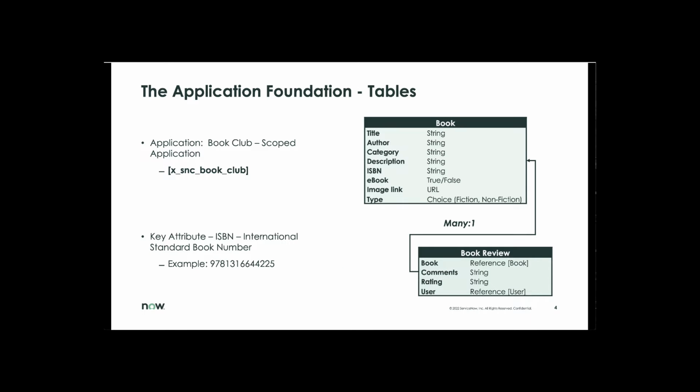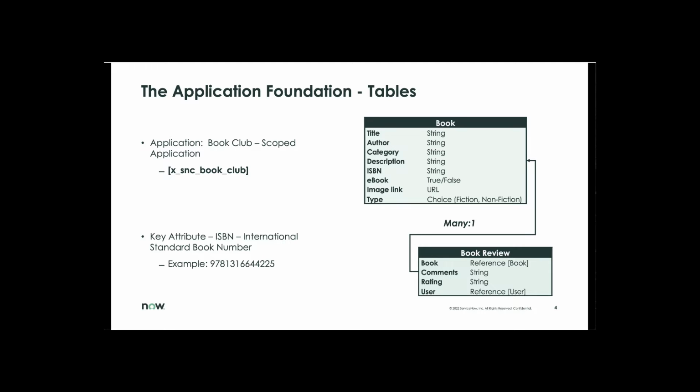Now, for this particular application, it's pretty simple. The name of the application will be Book Club, and we've basically got two key tables. We've got the book table with things like the title, author, category, description, and so on. And we've got the book review table, which will reference the book table, so it's a one-to-many relationship. It will enable the reviewer to add comments, rate the book, and we will also capture in the book review who the user was, who the reviewer was.